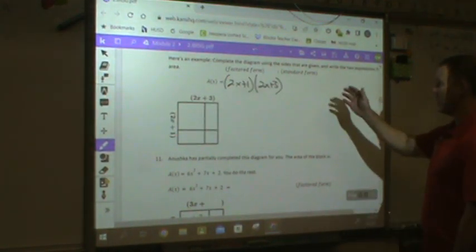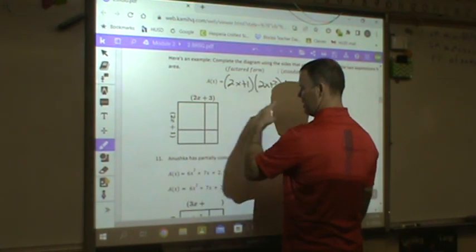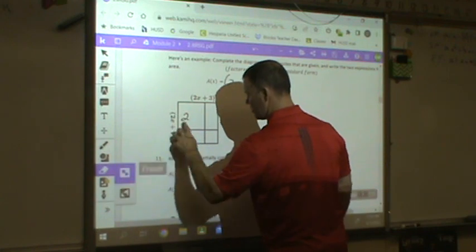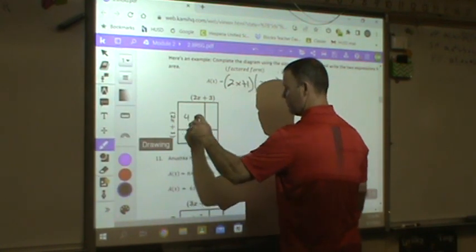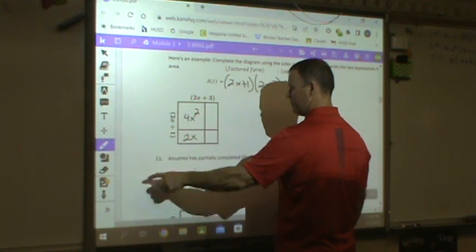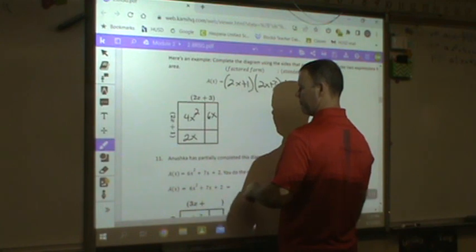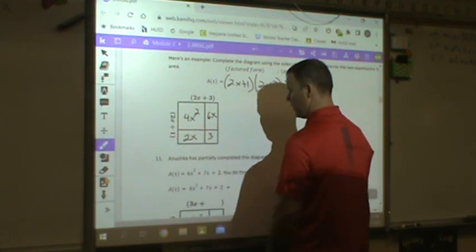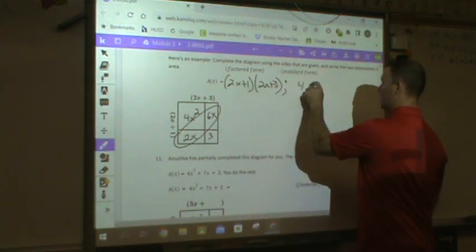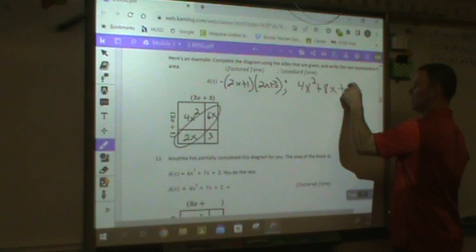How are you going to write it in standard form? Well, for standard form, find the areas and add them together. 2x times 2x is 4x squared. So 4x squared. 2x times 1 is 2x. 2x times 3 is 6x. 1 times 3 is 3. And what do I do with these two? Add them together. So you get 4x squared plus 8x plus 3.